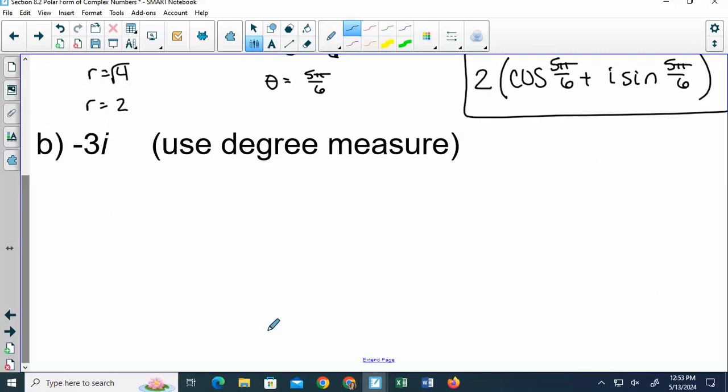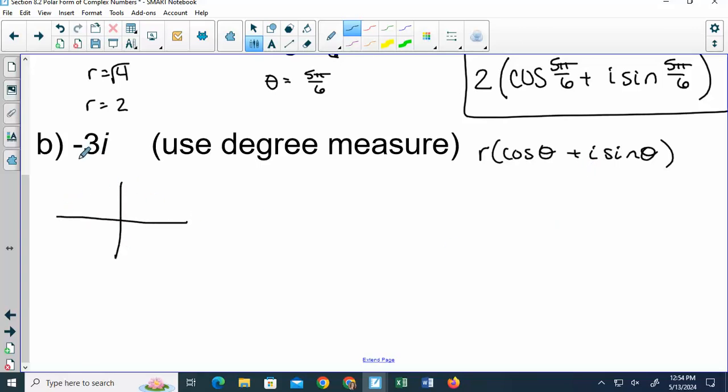Alright, so let's talk about part B. If we wanted to be in polar form or trig form, that's r cosine theta plus i sine theta. So we need r and we need theta. Okay, so if you start with your picture, negative 3i, that's the same as 0 minus 3i. So my real part is 0, my imaginary is negative 3. So we're just talking about this vector here.